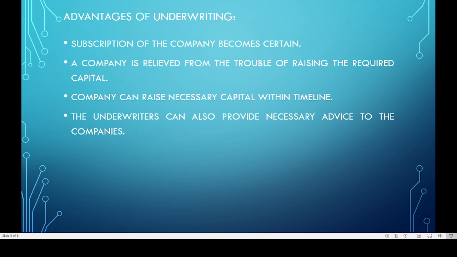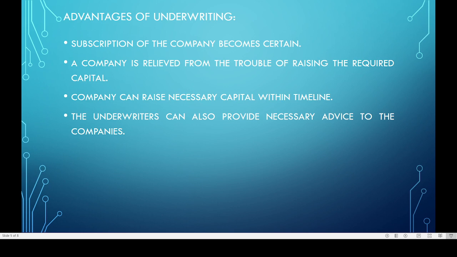Second, the company is relieved from the trouble of raising the required capital. Suppose a company itself takes the responsibility of raising funds through an issue of shares without the support of an underwriter, it may or may not get the funds. But when the responsibility is shared with another person called an underwriter, the trouble can be shared between two equal people. And one more thing: even though you are new to the market, the underwriter is already famous in the market, or has existed in the market for a long time, so they will raise the fund very easily.